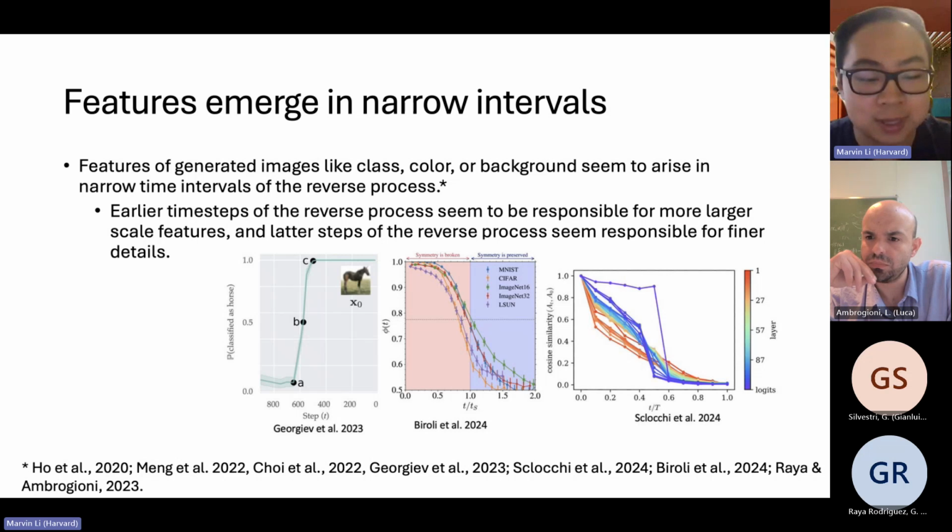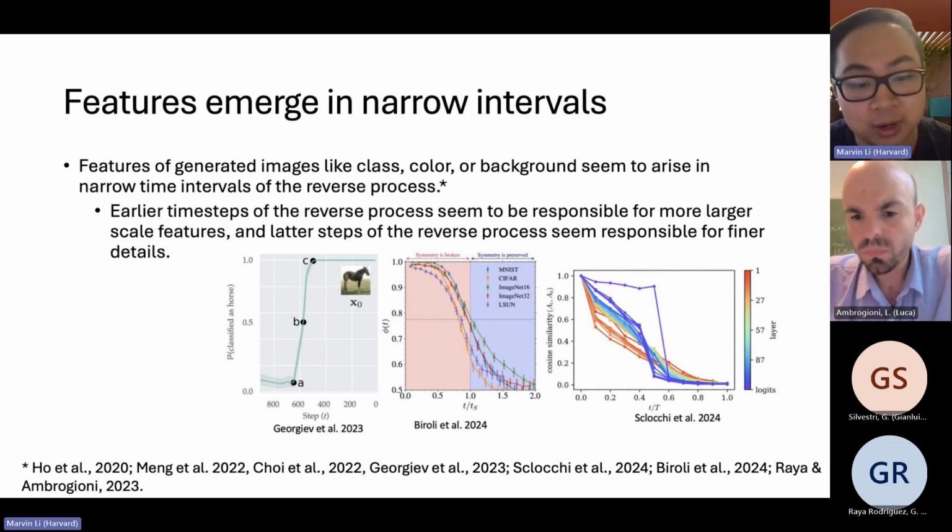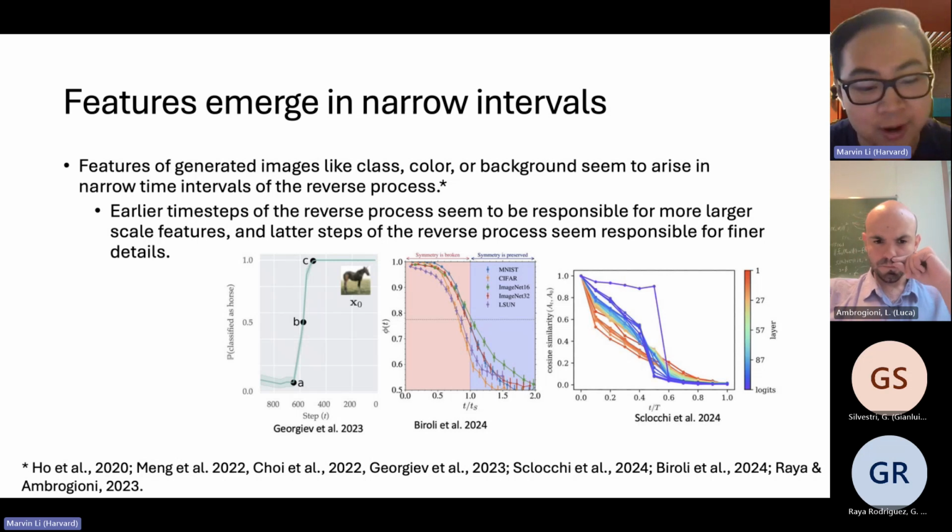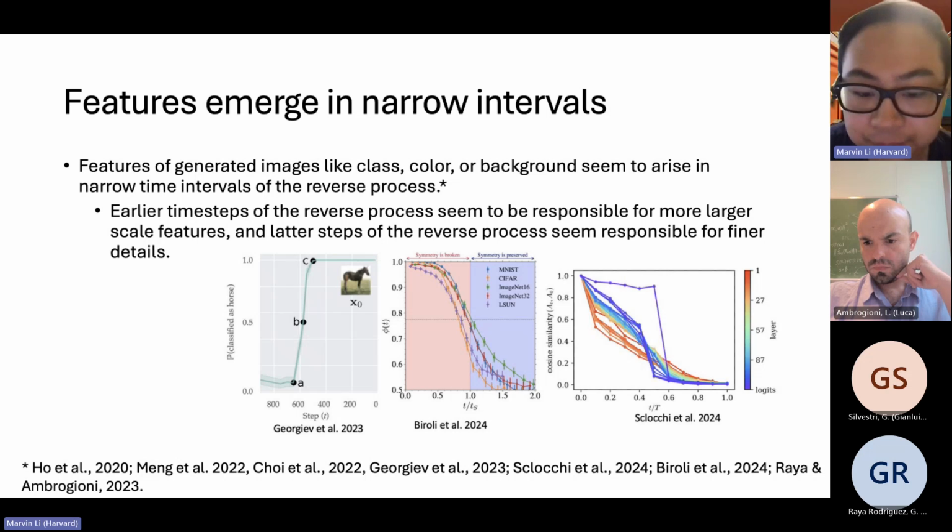If we see what it was at like t equals 600 and then start sampling from it, it can generate all sorts of different things. It can generate horses, cats, or whatever, right? But if we see what it was at t equals 400 or like 500, right? And you sample from it, it's always a horse.